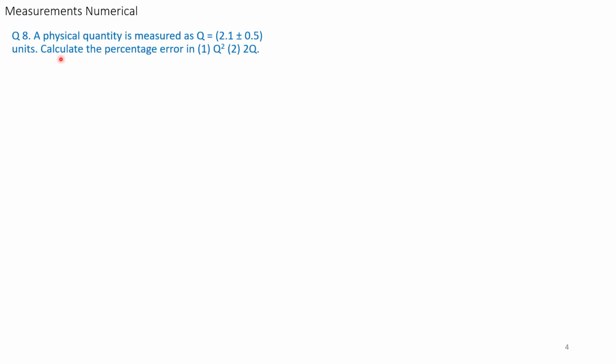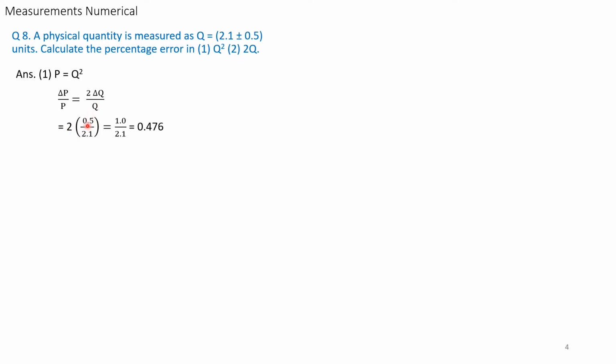Next question, question number 8. A physical quantity is measured as Q is equal to 2.1 plus or minus 0.5 units. Calculate the percentage error in 1, Q square. That is, Q is given, we have to find the error in Q square. And the second part is 2Q. Let us find it. 1. Let P is equal to Q square. That is part 1. Therefore, error is given by delta P by P is equal to, because square is there, 2 into delta Q by Q.